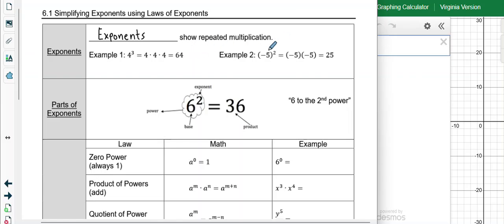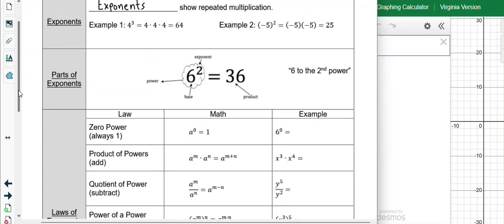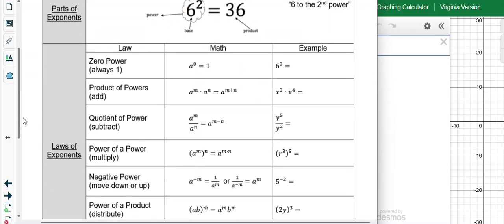Same thing here, example 2, you have negative 5. Here we use parentheses to hold the negative with the 5. So that's negative 5 squared, which means it's negative 5 times negative 5. Negative times a negative is a positive, and 5 times 5 is 25. Okay, so that's a quick review of what exponents are.